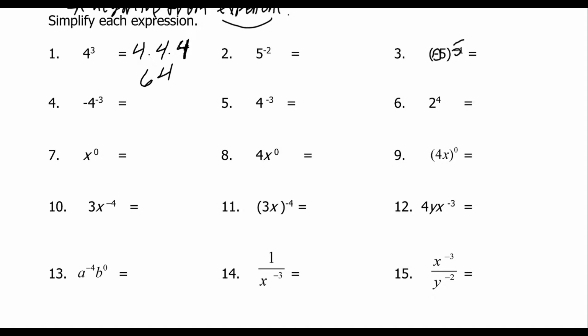Alright, now number 2. Same concept, same thing that we've been working with. We see this negative right here. We're going to treat this as a negative in the numerator, so that means we're going to put it down in the denominator. That's going to be 1 over 5 times 5, which equals 1 over 25. And there's our answer.